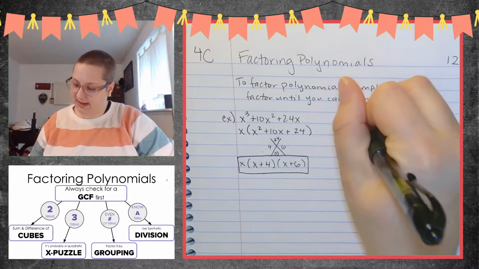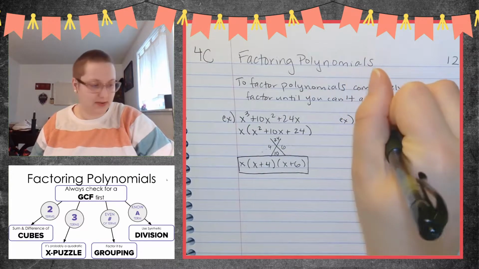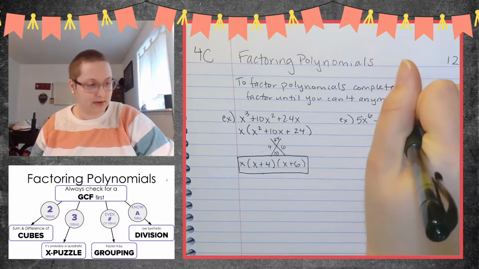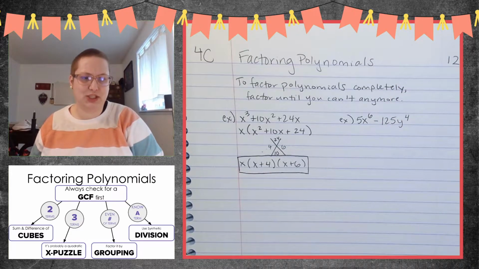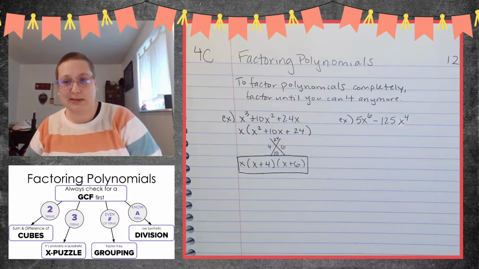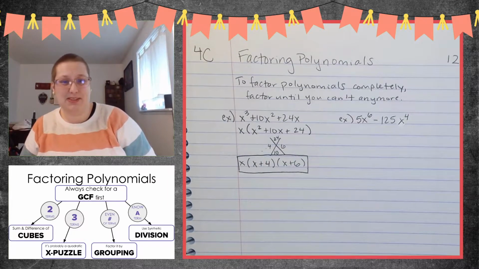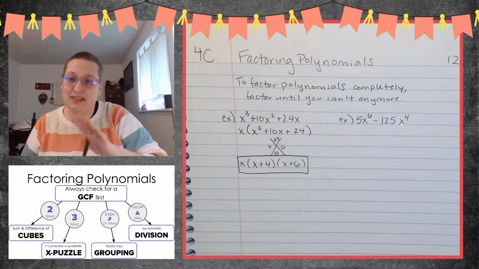Let's do 5x to the 6th minus 125y to the 4th. Nope. That should be an x. Hold on. It doesn't really matter which variable it is, they just have to be the same or else it doesn't work. Okay, we're going to do the same thing here.